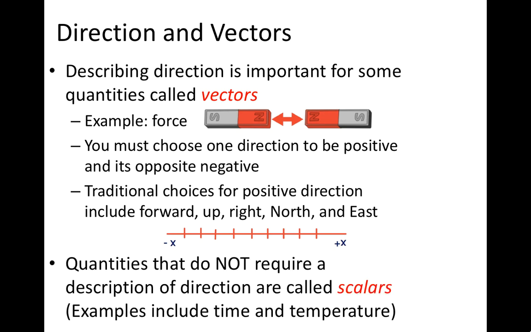Quantities that do not require a description of their direction are referred to as scalar quantities. For example, temperature is a scalar quantity. It does not make sense to describe room temperature as 70 degrees Fahrenheit up or 70 degrees Fahrenheit north. A description of room temperature only requires an amount, and we refer to that amount as the quantity's magnitude.